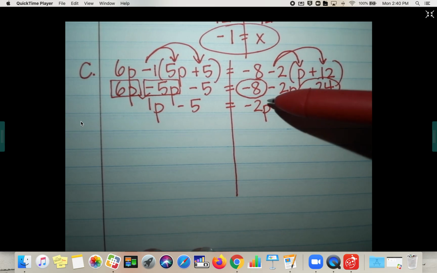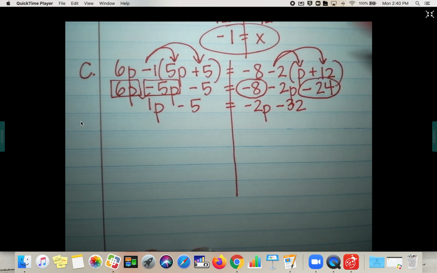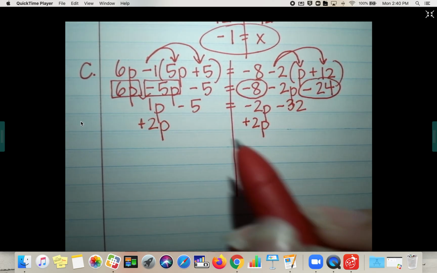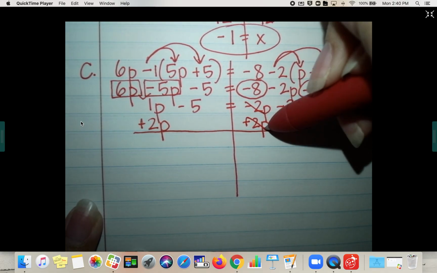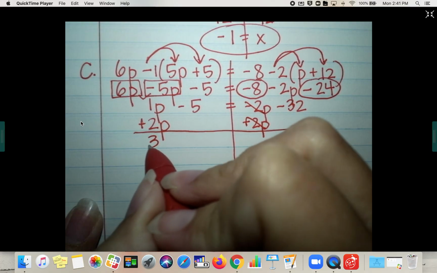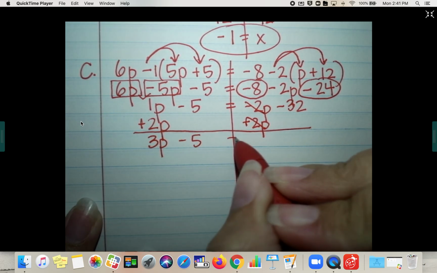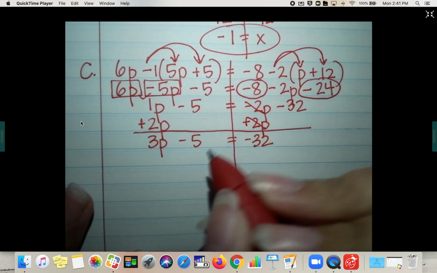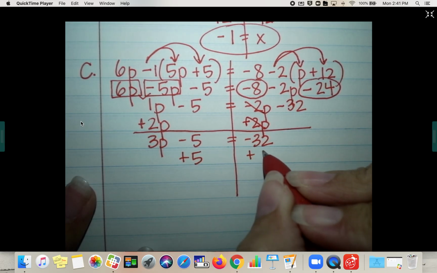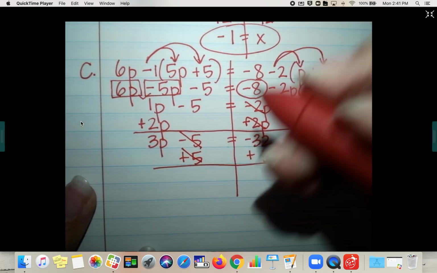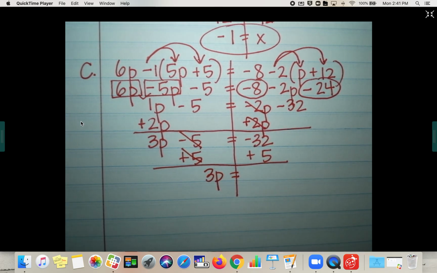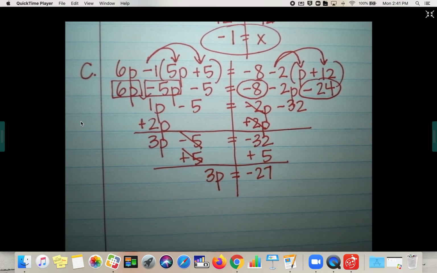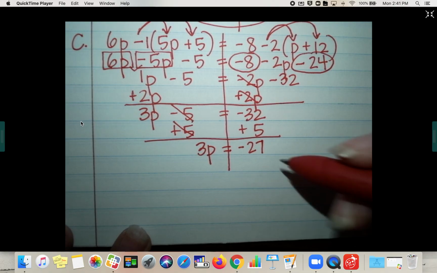All right, anytime I can get rid of a negative, I'm going to do it. So I'm going to choose to add 2p to get this one to cancel. Add 2p. So cancel, cancel. 1p plus 2p is 3p. Bring down your minus 5. Bring down your negative 32. All right, add 5. Bring down 3p. Negative 32 plus 5, I believe, is negative 27. Use your calculator, I'm not sure. I think that's right. Negative 32 plus 5, negative 27.